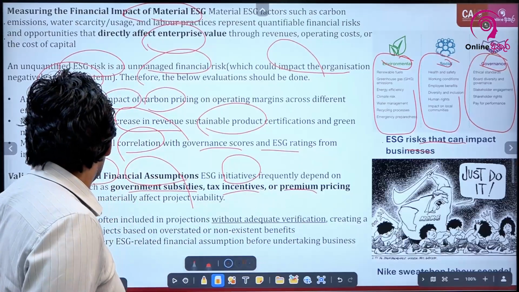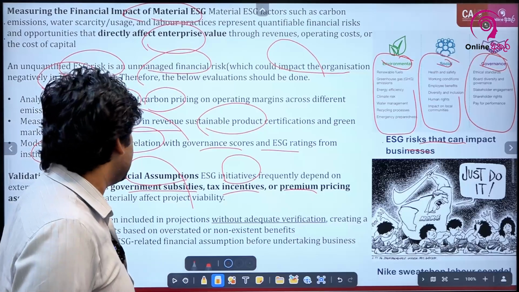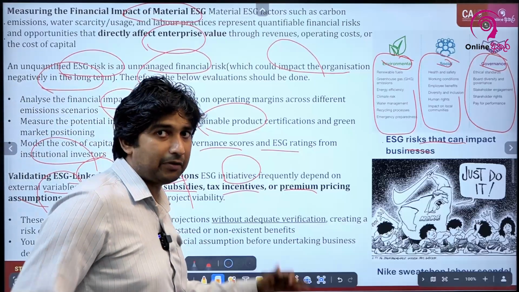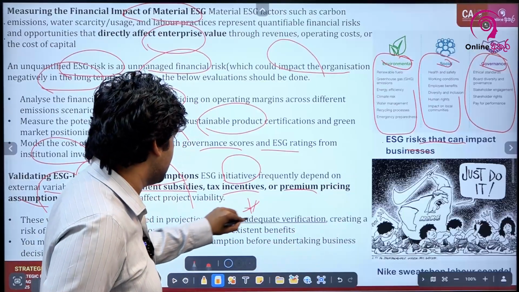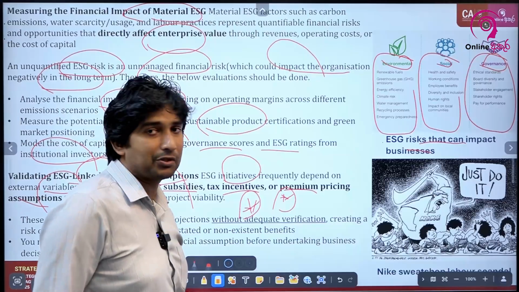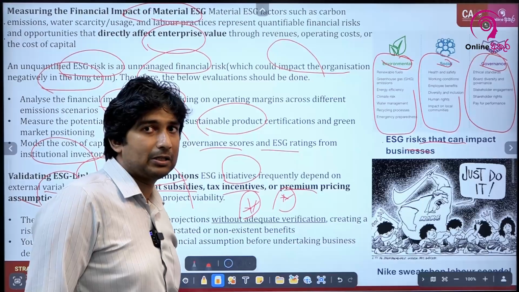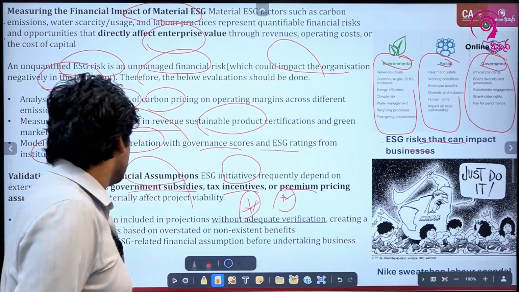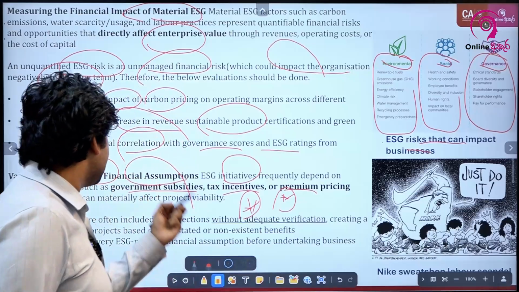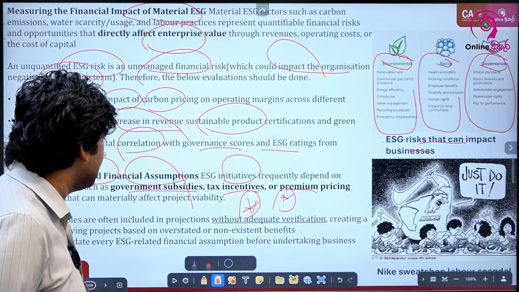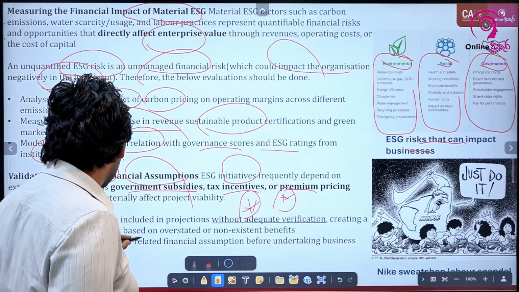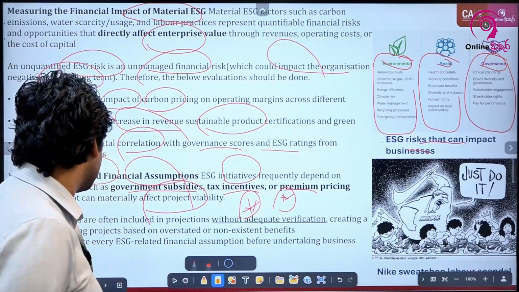And premium pricing assumptions. These assumptions related to ESG initiatives, you need to always verify. If the government is giving a tax incentive, how long will the government keep on giving the tax incentive? If we can charge a premium price on our product, how long can we charge this premium price, because competitors also will come up with similar products after a period of time. So how durable these ESG assumptions are, you need to always verify, and see for how long these assumptions can actually hold. Because if these assumptions are wrong, that can materially impact the project viability.